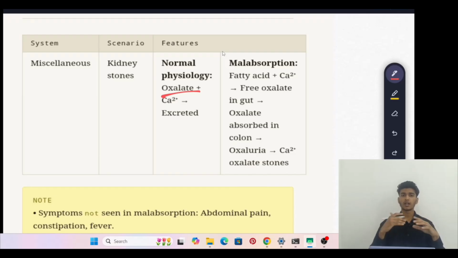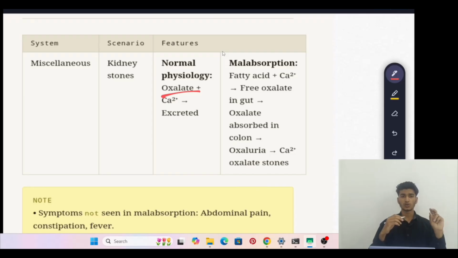When the colon absorbs oxalate, it moves into the bloodstream, and the blood will panic and say, okay, we have to excrete this. This is a form that cannot survive inside the blood. So they will send this oxalate to the kidneys, and whenever this oxalate goes inside the kidney, it will find calcium there and bind with it, forming calcium oxalate stones.